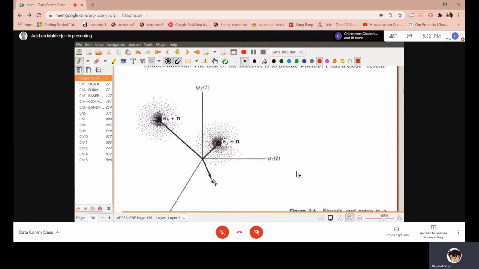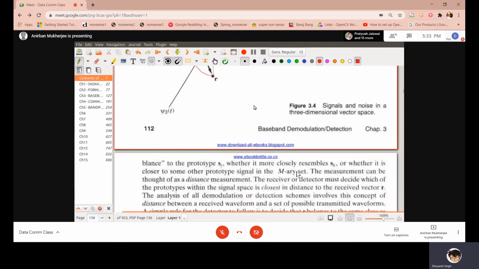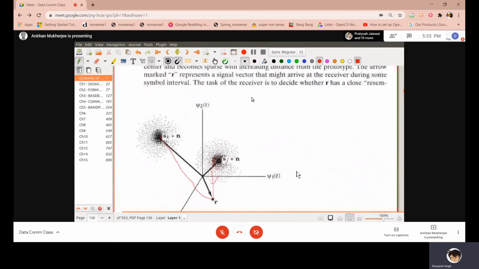Now you have to decide about this received point. Because I have only two signal points, Sj or Sk, signal prototypes, whether I will choose Sj or Sk. That means I will take some distance from Sj and Sk. Whichever is the minimum distance, I will choose that. From R, I will calculate this distance and this distance. I am seeing this distance is less, so I am choosing this. Due to noise and other things, it has come.